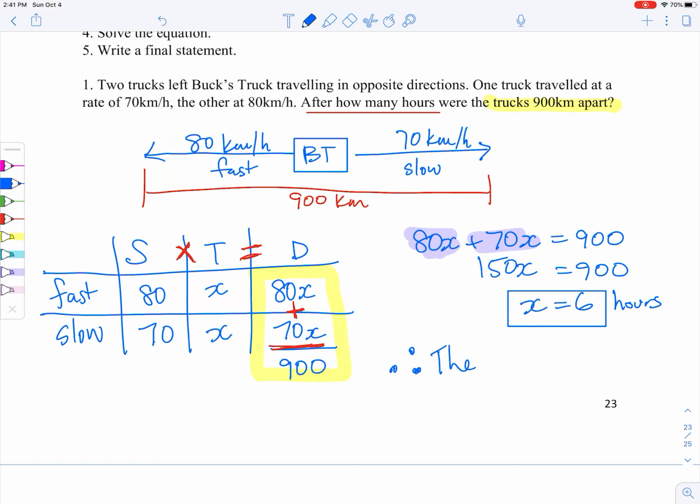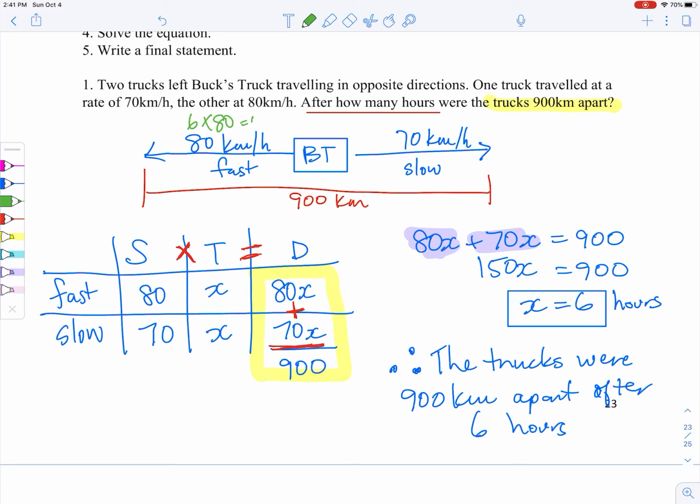So the trucks were 900 km apart after 6 hours. And you can always double check. So 6 times 80 equals 480, and 6 times 70 equals 420, and 480 plus 420, hey, it equals 900, so we know that we were right.